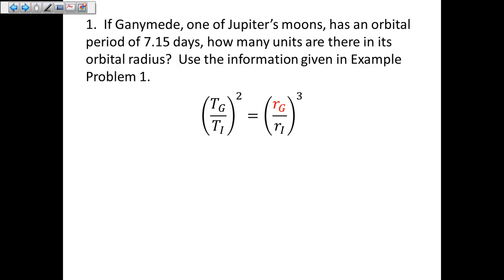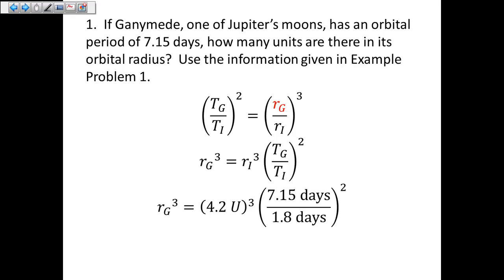Alright, so let's get to starting this problem, and I want to go ahead and solve for r sub g. So I multiply r sub I, that is the orbital radius for Io, another moon that orbits Jupiter, over to the other side. So I've got a statement for r g cubed, and then obviously to solve for r g I have to make sure I take the cube root. Now plugging in everything, we know that the orbital radius for Io was 4.2 of these units. How big's the unit? It doesn't matter because that's going to be our unit for r sub g also.